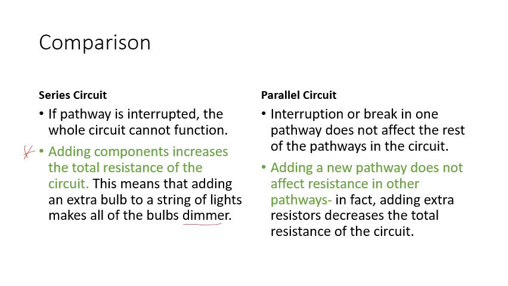In a parallel circuit, any interruption or break in one pathway does not affect the rest of the pathways in the circuit because there are multiple pathways for the current to flow through, thereby allowing other loads to function just fine if there's any other break or interruption. Adding a new pathway does not affect resistance in other pathways. In fact, adding extra resistors decreases the total resistance of the circuit.